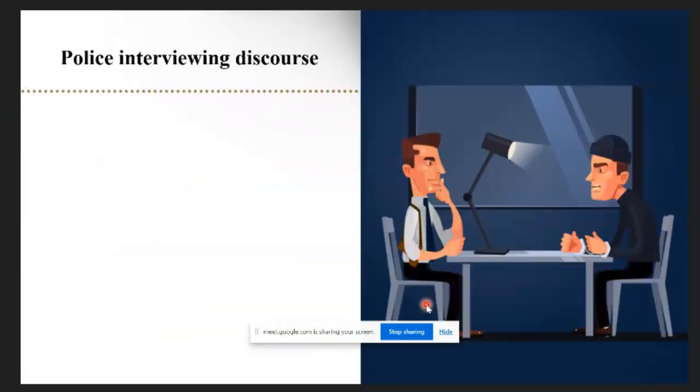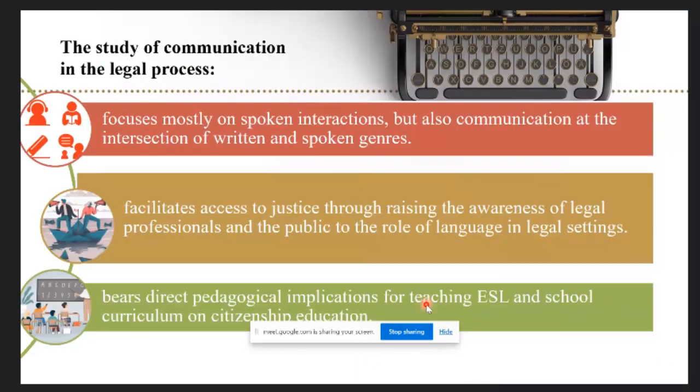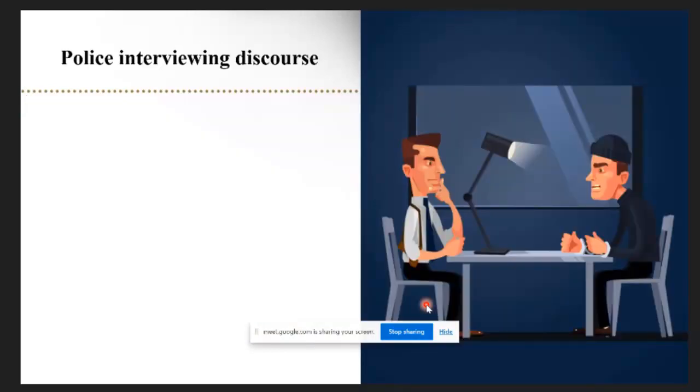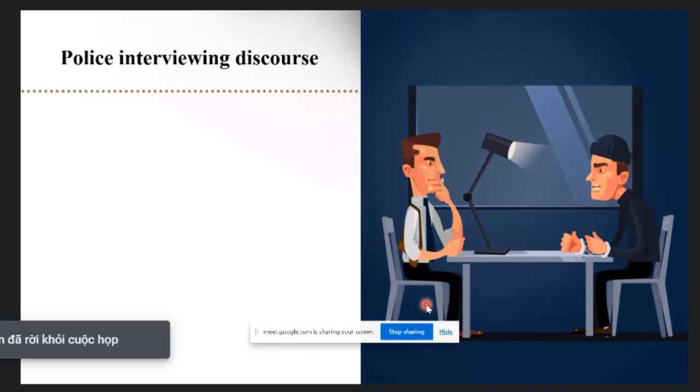And the last one, of course, we will examine some applications for teaching English, especially general English and ESP, meaning English for specific purposes, and also citizenship education as well. So in this area, there are two main concerns, which are police interviewing discourse and also courtroom discourse. So I will address the first one.